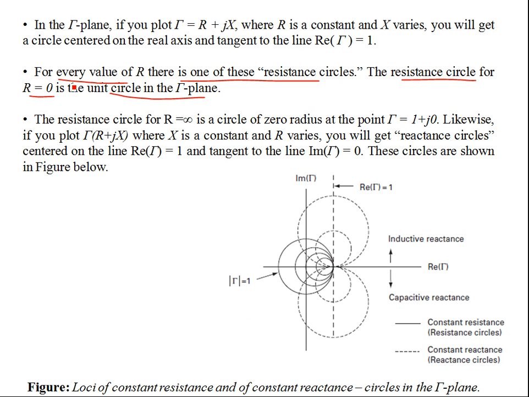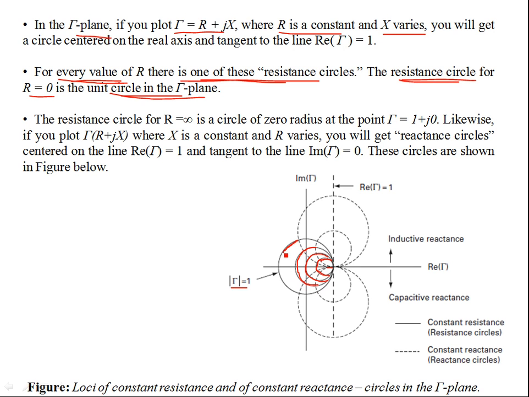So for every r, there is one resistance circle, and the resistance circle for r equal to 0 is the unit circle. In the gamma plane, if you plot gamma, which has a real part and an imaginary part jx, r is constant and x varies. So you have a constant radius for this circle. This is a constant resistance circle over here. Then you have another constant resistance circle over here, with a different radius along the real part. And this is another resistance circle, and then this is gamma equal to 1.